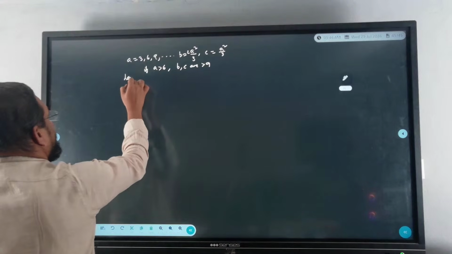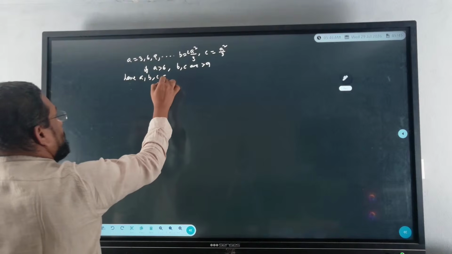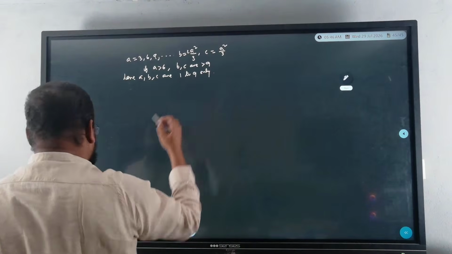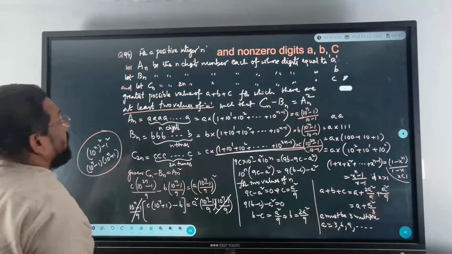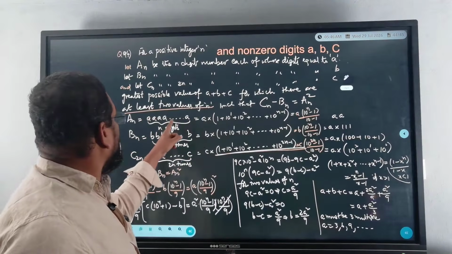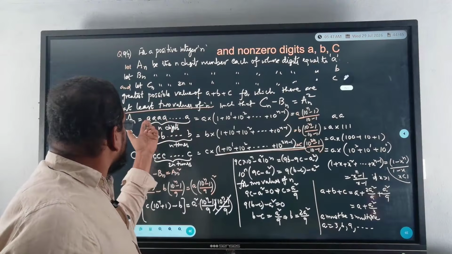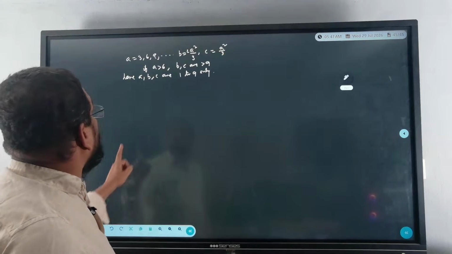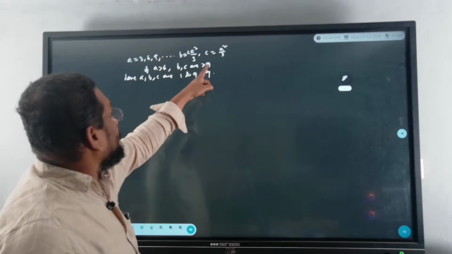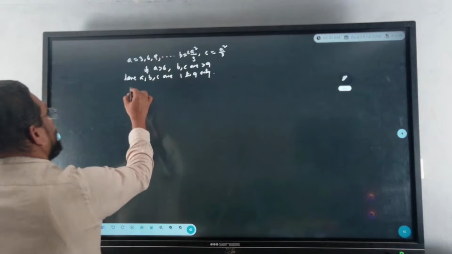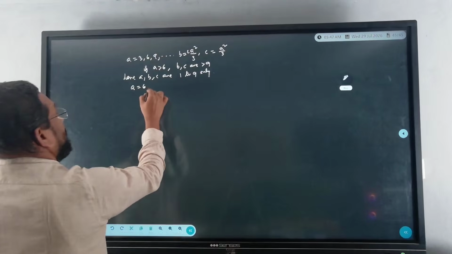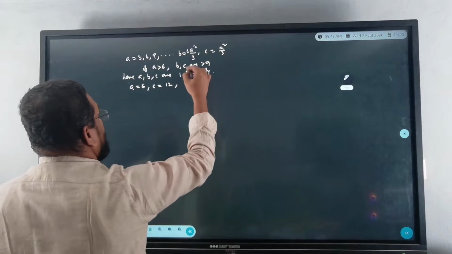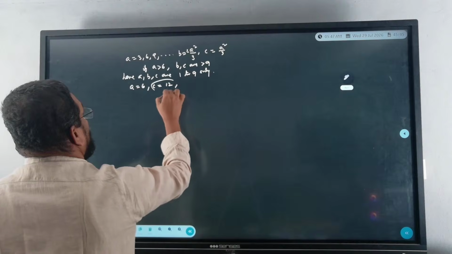Here a, b, c are digits from 1 to 9 only. So if you take a greater than 6, this is not possible. Suppose a is equal to 6, then what is c? 12, a²/3 gives 12. It is also not possible.